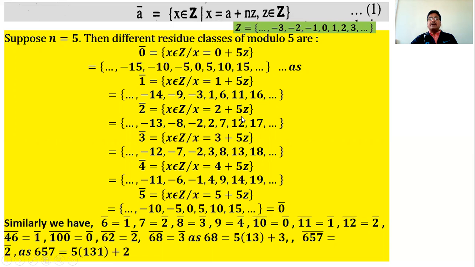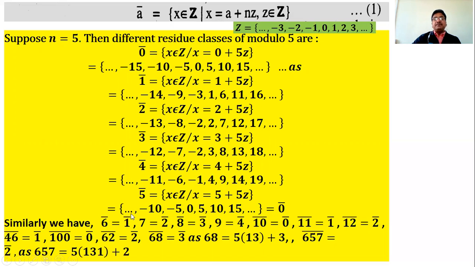Similarly, find 2 bar by using this definition. Substitute n as 5 and a as 2. So we have this 2 bar. This is 2 bar. This is 3 bar: -12, -7, -2, 3. Then this is 4 bar. This is 5 bar. And if you observe 5 bar, then 5 bar and 0 bar both are same. Observe this, -10, then the previous element is -15, then -5, 0, 5, 10, 15. So 5 bar is 0 bar.